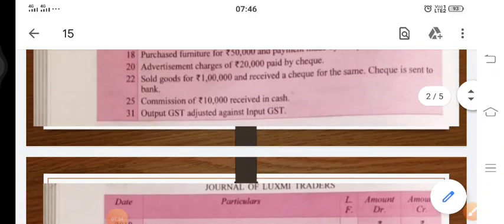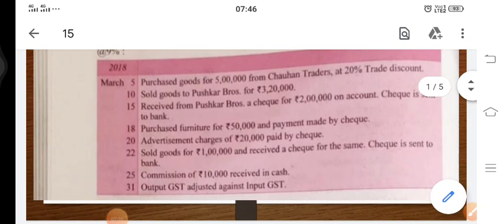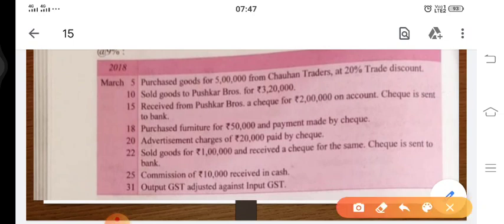Moving towards the next point. The next point is received from Pushkar Brothers a cheque of rupees 2 lakh on account and cheque is sent to bank. Now does this make sense? Cheque is sent to bank? Yes, it does make sense. Let's understand this very properly.